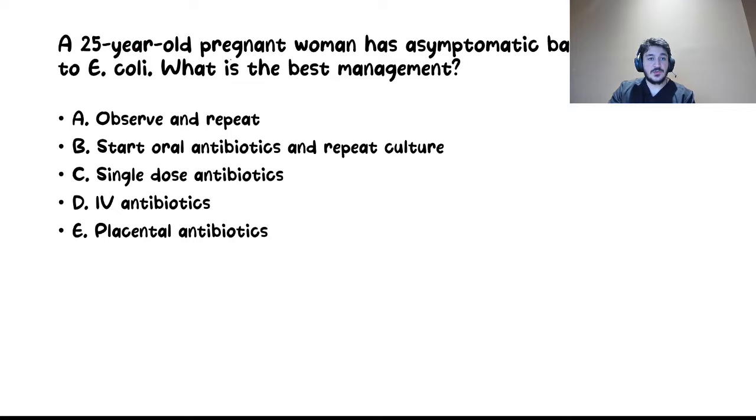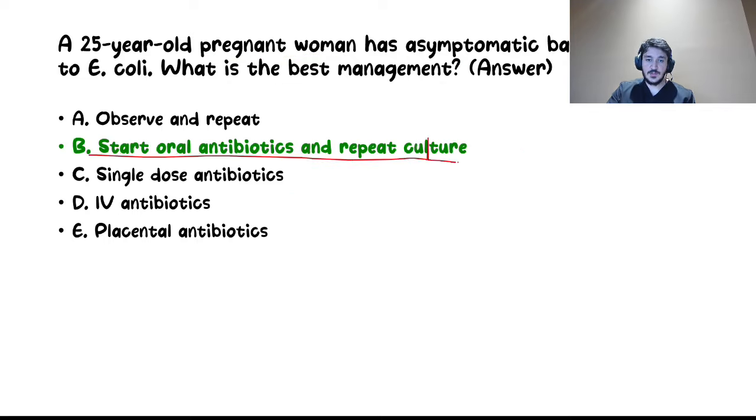Next question. A 25-year-old pregnant woman has asymptomatic bacteriuria due to E. coli. What is the best management? So we said if there is a pregnant lady and she has asymptomatic bacteriuria, do we treat or do we not treat? We said if it's asymptomatic bacteriuria, we always treat. So the answer would be start oral antibiotic and repeat culture. I know there's also single dose antibiotic, IV antibiotic, placental antibiotic, but just memorize this answer.